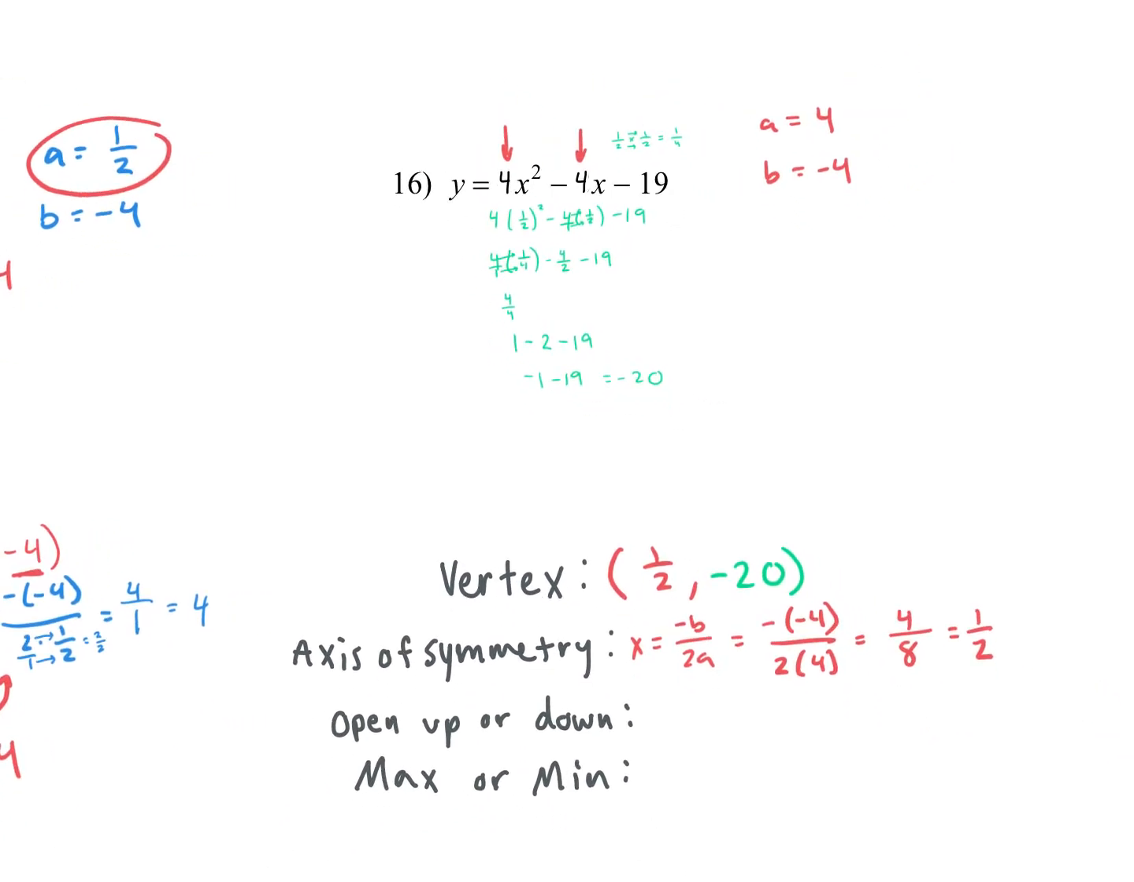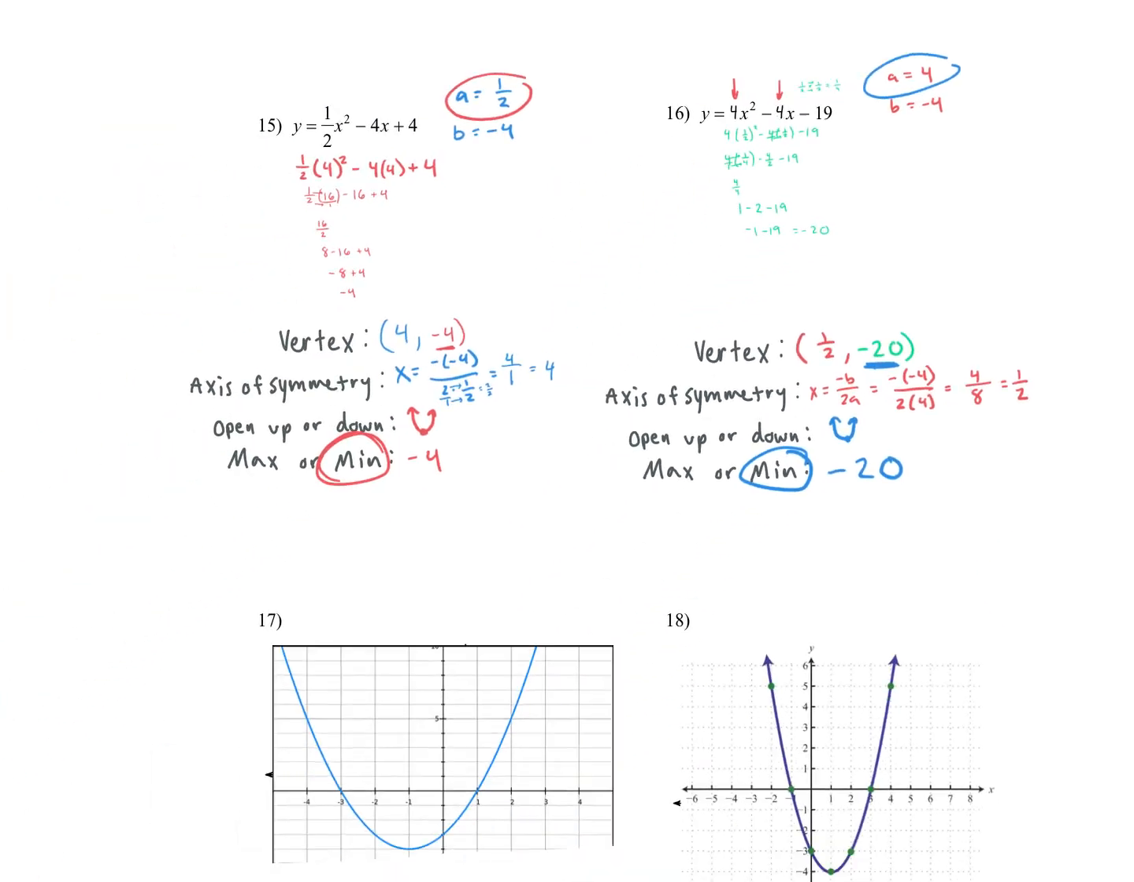Does this open up or open down? It opens up because A is positive, and is my vertex at the maximum or minimum? It's at the minimum. And what's my minimum value? Negative 20. Any questions? All right, 2 more.